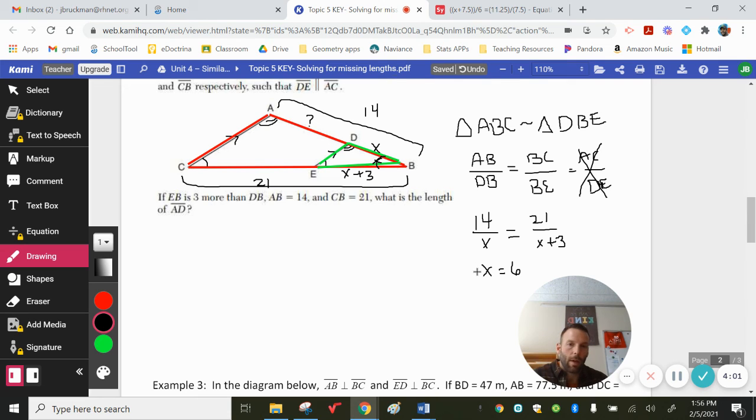And now I got to go back again and read because I want to know what is the length of segment AD. Well, X, I know now, is 6. That means that if the whole segment from A to B is 14 and that's 6, that means this part right here has to be 8 because 6 plus 8 makes 14. So the length from A to D is 8. And that's the answer to my question.